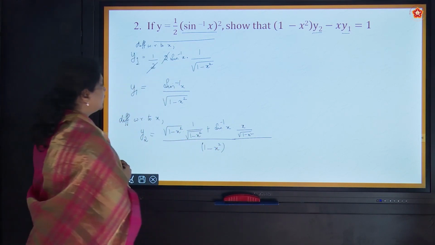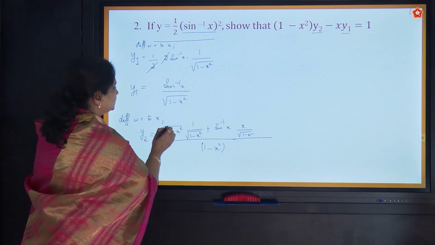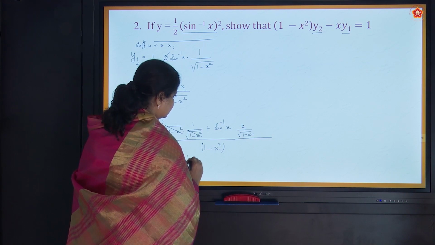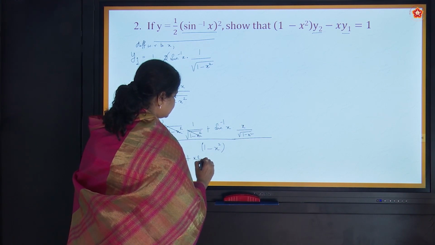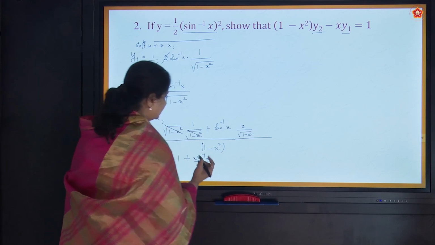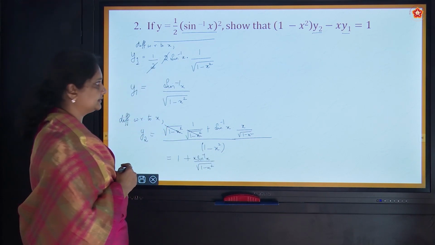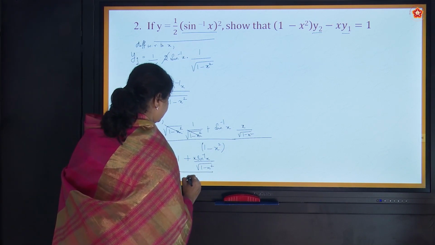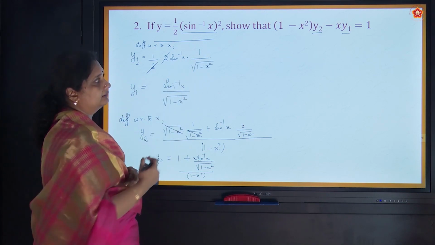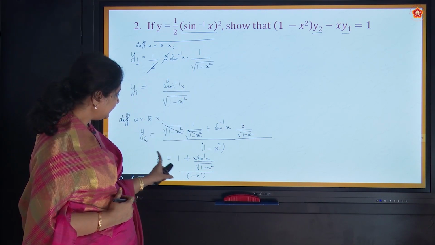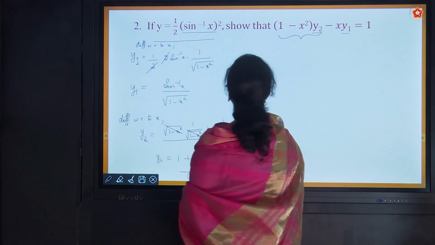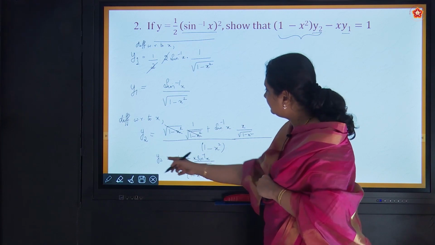So when you square the denominator, the square root goes off. So here, this gets cancelled. You have 1 plus x sine inverse of x by root of 1 minus x square, the whole divided by 1 minus x square. This is my y2. Look at the way that it has to get expressed. Let me take this to the other side because apparently in the question, y2 is accompanied by 1 minus x square.